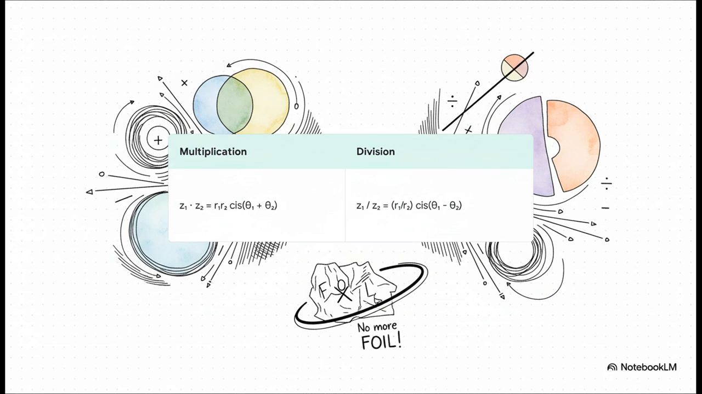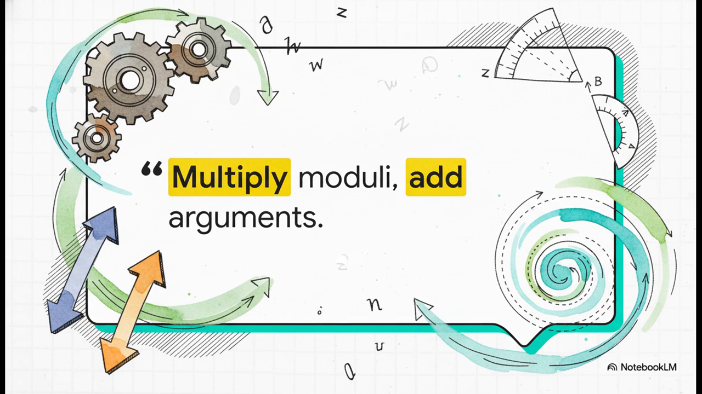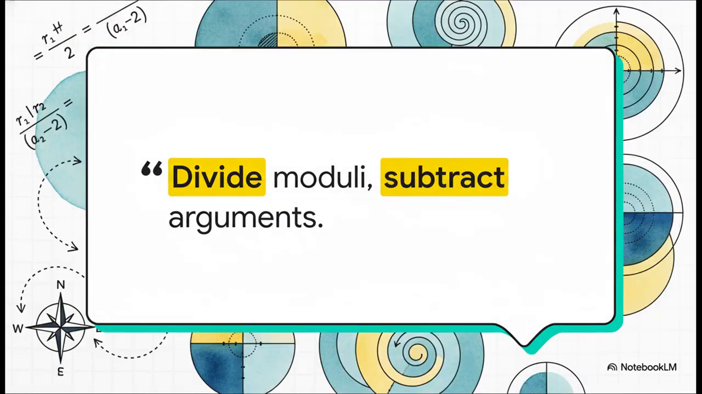For multiplication, you just multiply the lengths, the r values, and you add the angles. For division, you divide the lengths and you subtract the angles. I mean, just look at that. It's so clean, so symmetrical. Goodbye, FOIL! So, for multiplication, let's just burn this into our brains. The mantra is multiply moduli, add arguments. And remember, moduli is just the fancy word for the lengths or the r values. Arguments are just the angles, or theta. So you just multiply the lengths, add the angles. Simple as that.